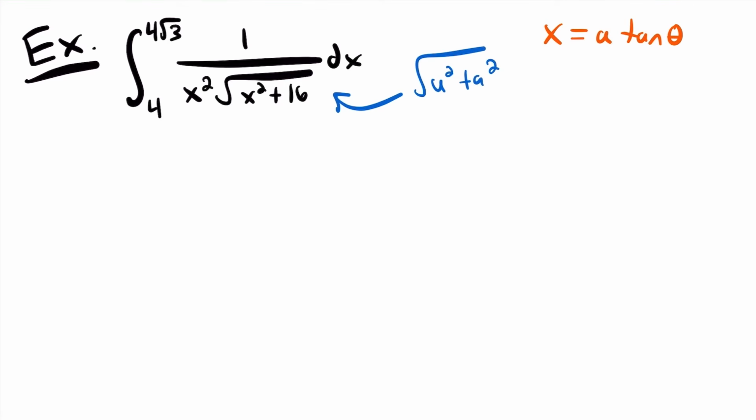But now in this case, what will a be? Well, a will come from a squared, which corresponds to 16. And so if 16 is a squared, the square root of 16 is 4. And so a is equal to 4.